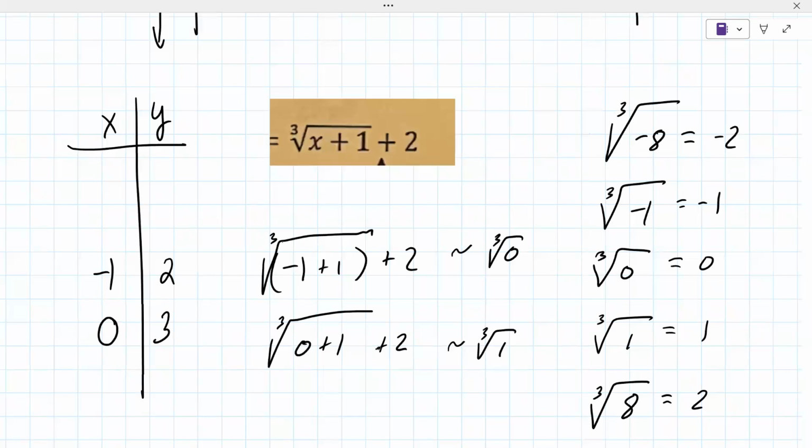So let's keep going in the positive direction. What number should x be so that x plus 1 is 8? 7. Yes, 7. So the cube root of 7 plus 1 is the cube root of 8, which is 2. 2 plus 2 is 4.